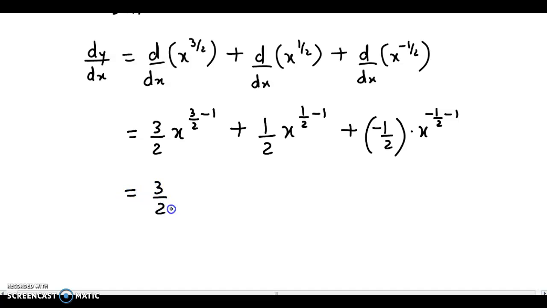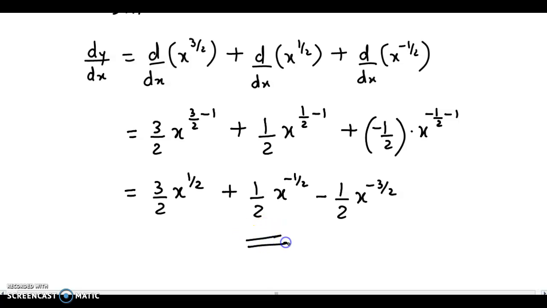So we have 3 by 2 into x raised to, now 3 by 2 minus 1 is 1 by 2, plus half into x raised to, now half minus 1 is minus half, and this plus into minus becomes minus half into x raised to, minus 1 minus 2 by 2 gives us minus 3 by 2. So this is the final value of the derivative.